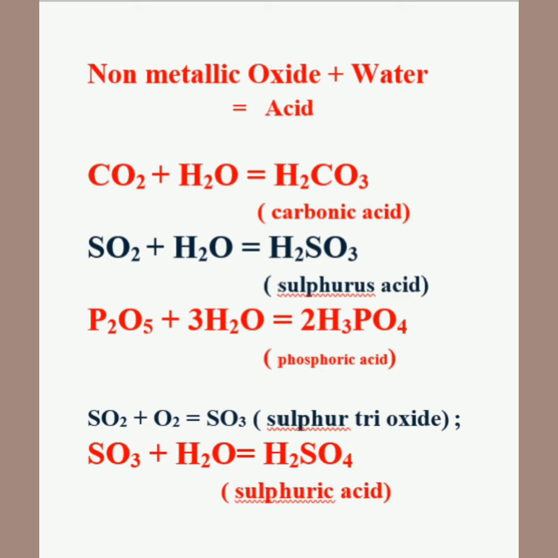For example, the aqueous solution of carbon dioxide is carbonic acid, that of sulfur dioxide is sulfurous acid, and that of phosphorus pentoxide is phosphoric acid. Again, you can see sulfur dioxide can further be oxidized to sulfur trioxide, which upon dissolution in water produces sulfuric acid, and thus the nomenclature holds good.